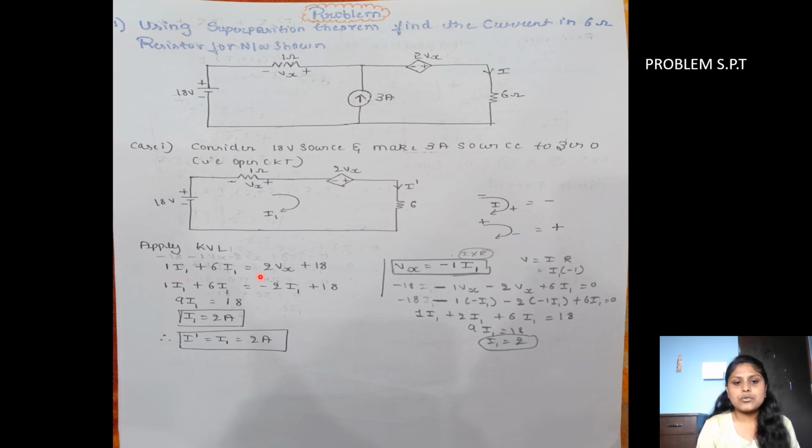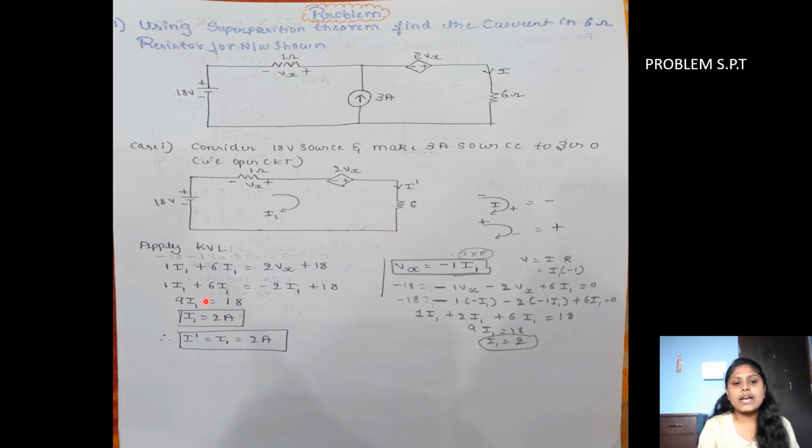I1 plus 6I1 is equal to 2Vx plus 18. In the place of Vx, we can apply minus 1 I1. Why have I applied minus 1 I1? Because I1 is flowing in this direction, but the sign of this 1 ohm resistor is minus. So I have taken minus 1 I1. By Ohm's law, V is equal to I into R, so in the place of Vx, we apply minus 1 I1.